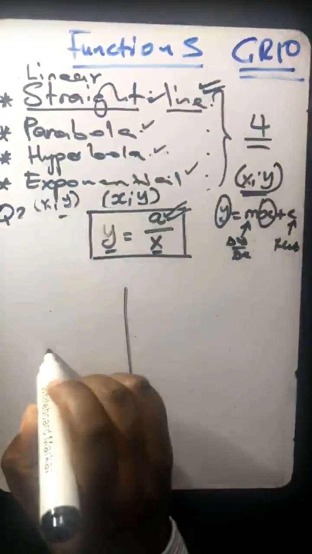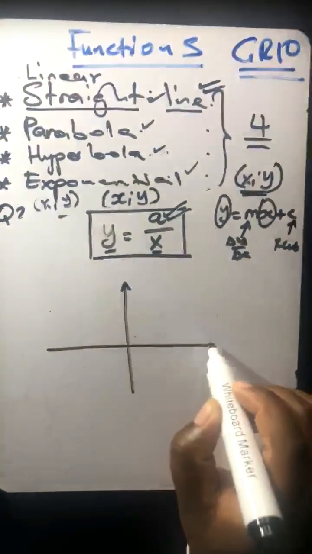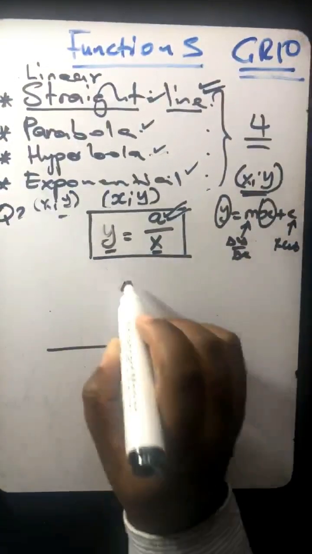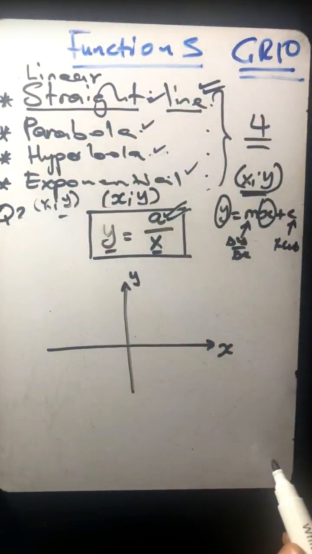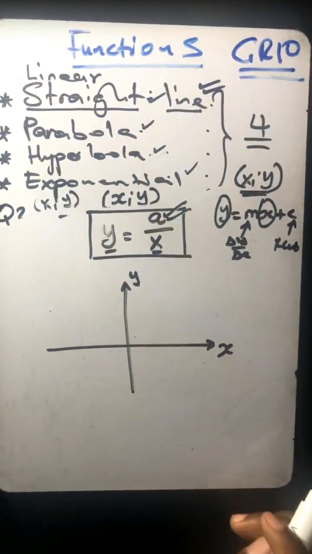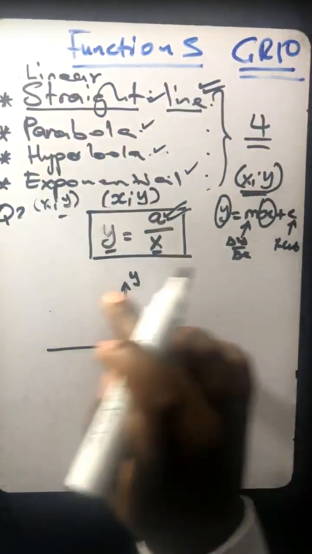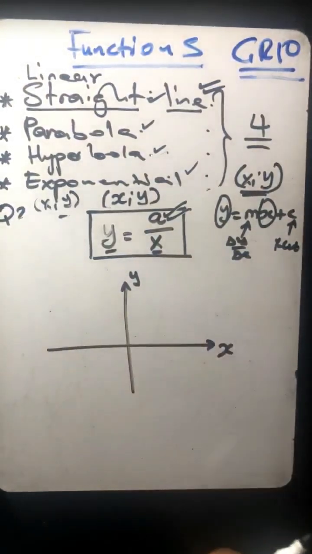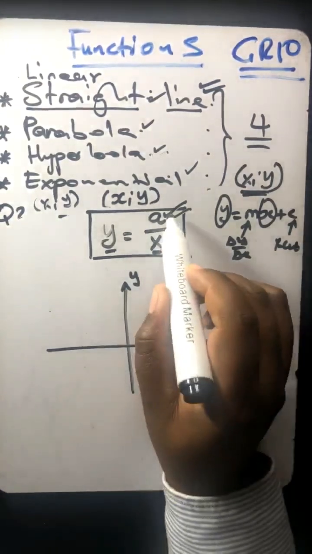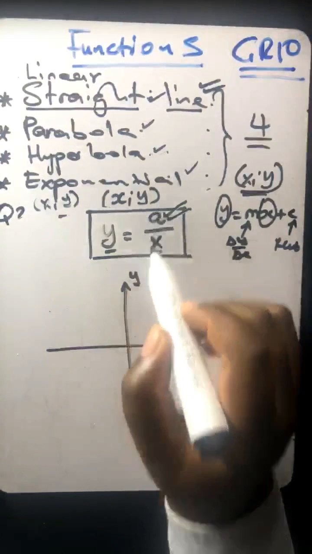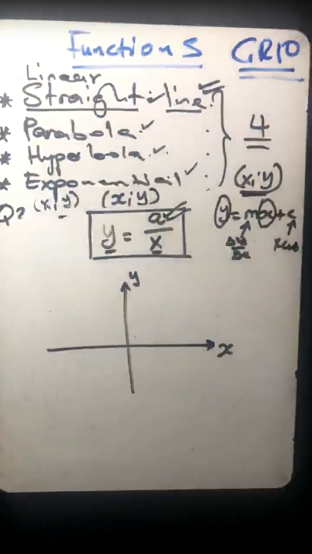Okay, this is where I was. I was saying there's no way you can talk about a function without referring to a Cartesian plane. This is a Cartesian plane having the x and the y axis, quadrant 1, quadrant 2, quadrant 3, quadrant 4. So now let's try to understand the impact of that a value.